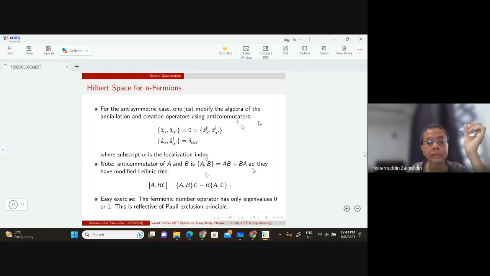One of the exercises, usually given in the second course of quantum mechanics, is that you can show the fermionic number operator has only eigenvalues 0 or 1. That is essentially reflective of your Pauli exclusion principle. I'm supposed to have another slide. You can actually show that what you get is a fully anti-symmetrized wave function from these annihilation and creation operators. I think this is my last slide.